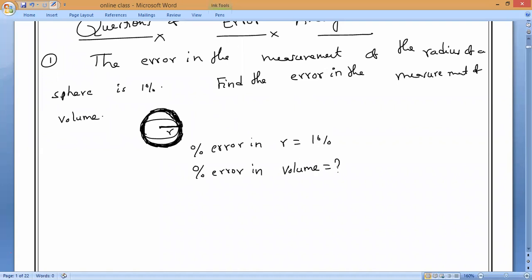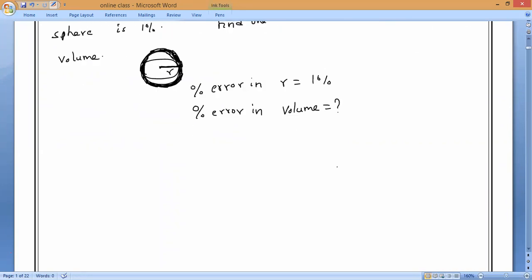Percentage error in volume means delta V divided by V into 100. That is what we want. Yes or no? Yes, sir. And how can we write the radius percentage error? Delta R divided by R into 100 is equal to 1%. This is what they have given.